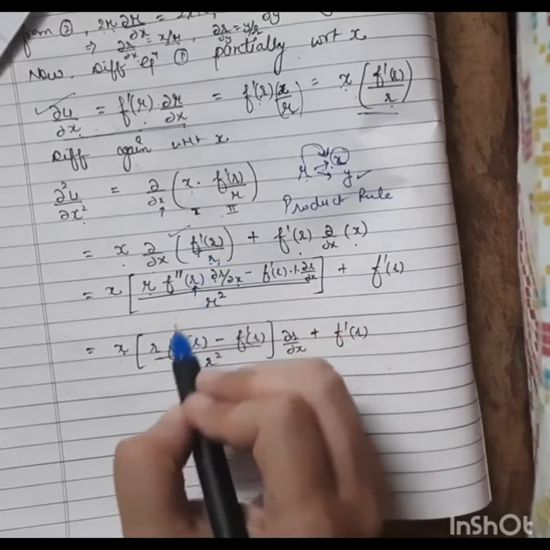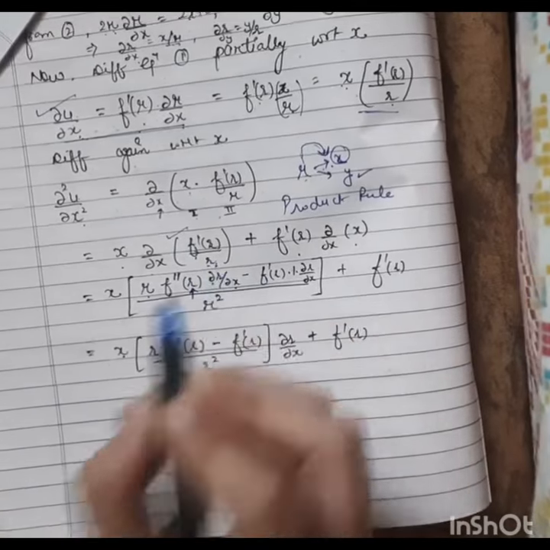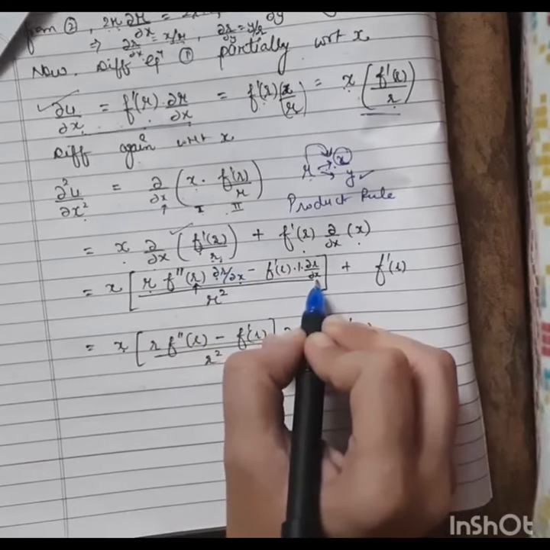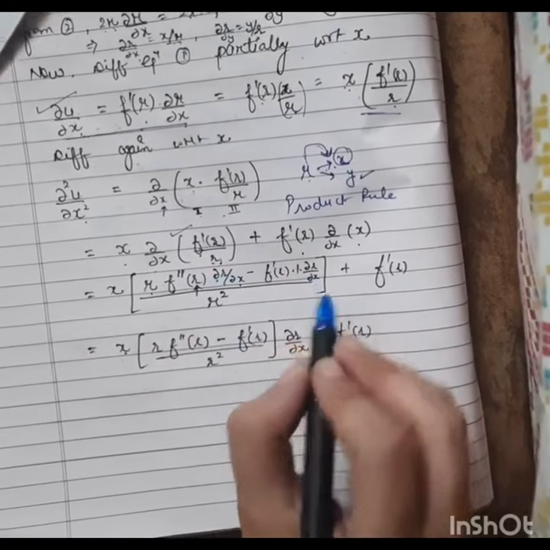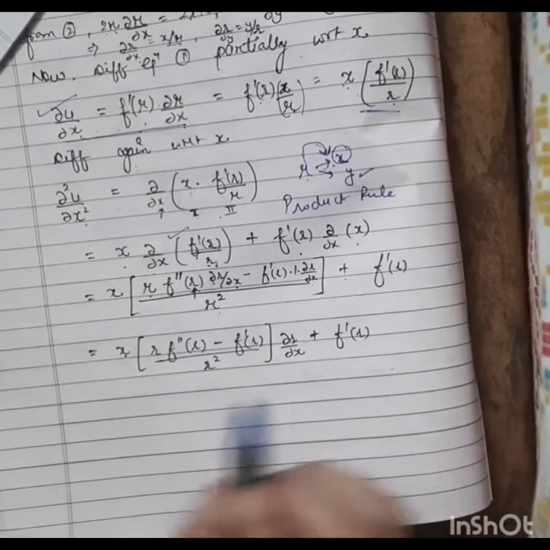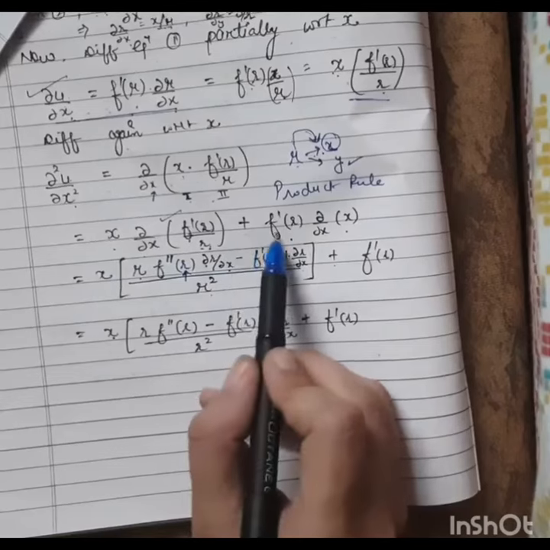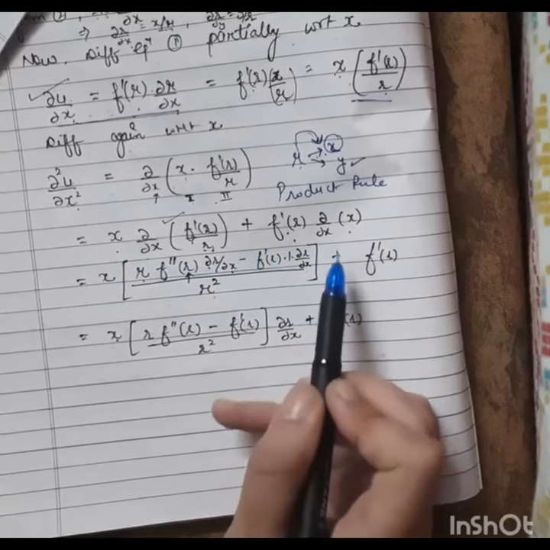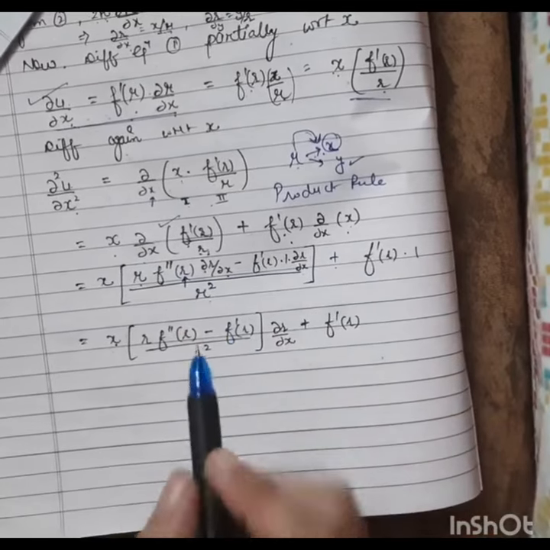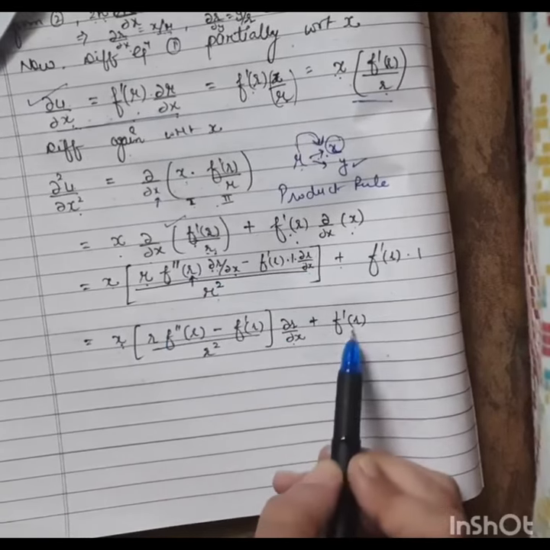Now f dash r as it is, and derivative of r is, now what is derivative of r, 1 into curl r by curl x, and you can simply say the derivative of r is curl r by curl x upon r square plus, now this is done, f dash r and derivative of x is simply 1, so f dash r into 1. Now I will put the value here. Now this is x, I can take curl r by curl x common, so I got this equation.